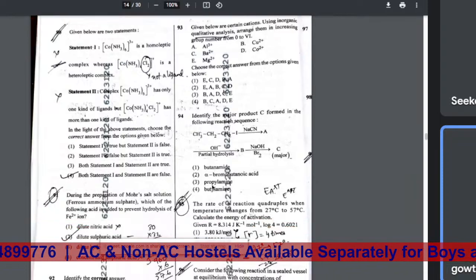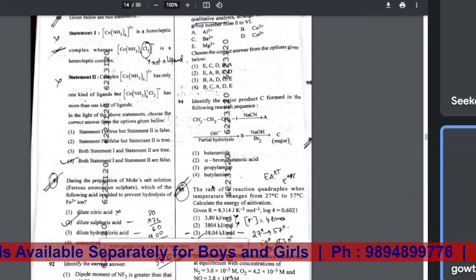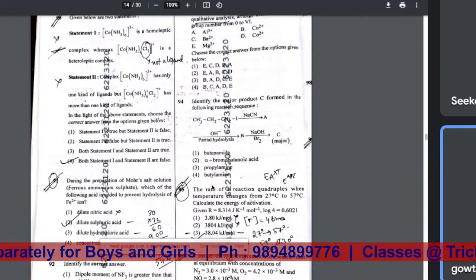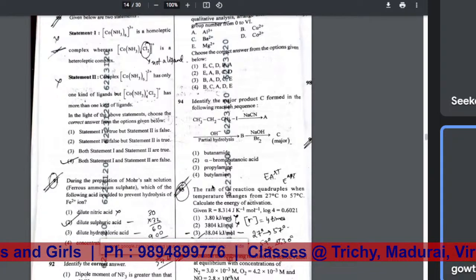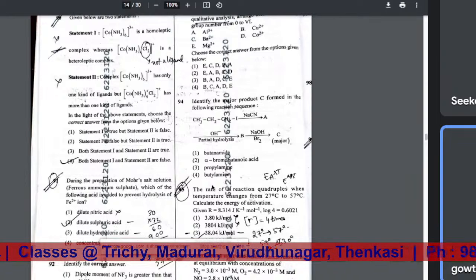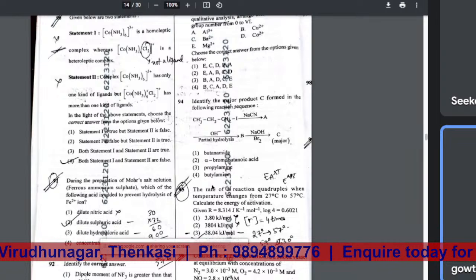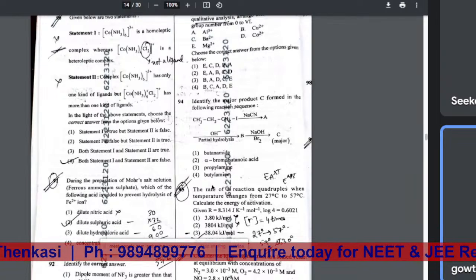Okay. Now question number 94. Identify the major product C formed in the following reaction sequence. CH3CH2CH2I with NaCN gives A. Then partial hydrolysis gives B. Then reaction with the base NaOH and Br2 gives product C. So the correct answer is the third option, propylamine.